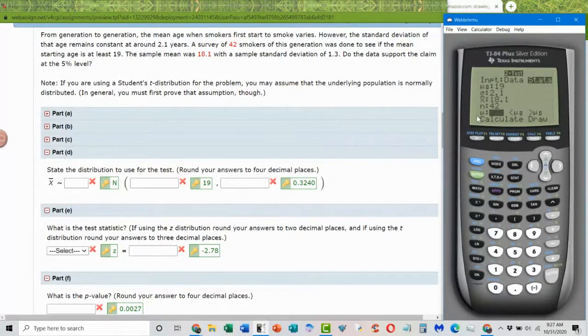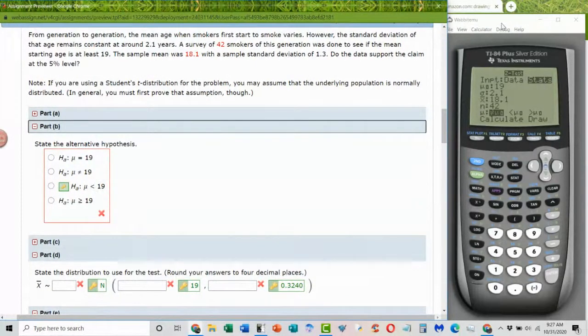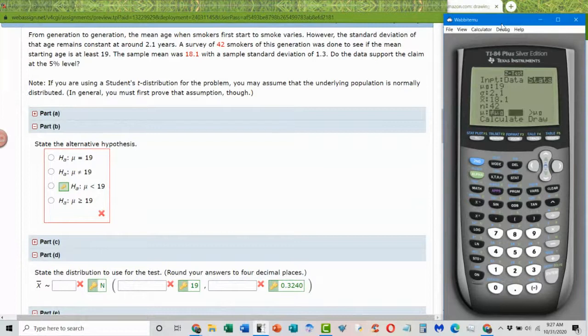What is our alternative hypothesis? So that's this one here. We have less than. So we have to come over here and tell it that we have less than. So you highlight it, hit enter. What do we want to do? We just want to calculate it. We don't want to draw it. So we hit calculate. It gives us our value.